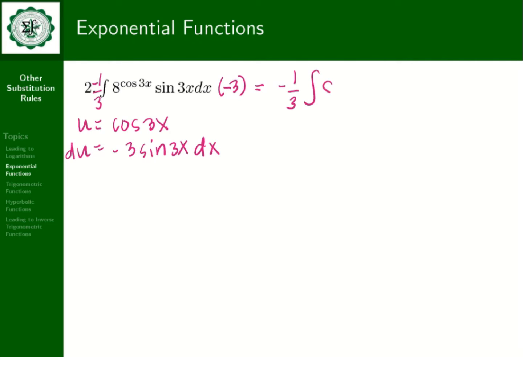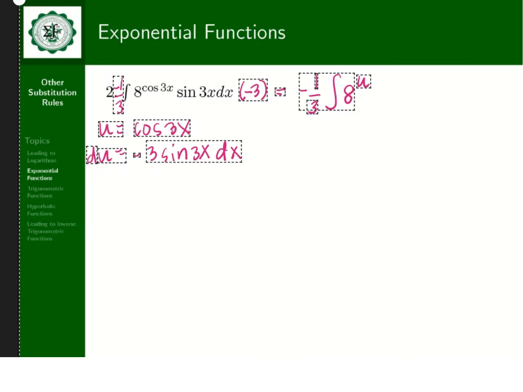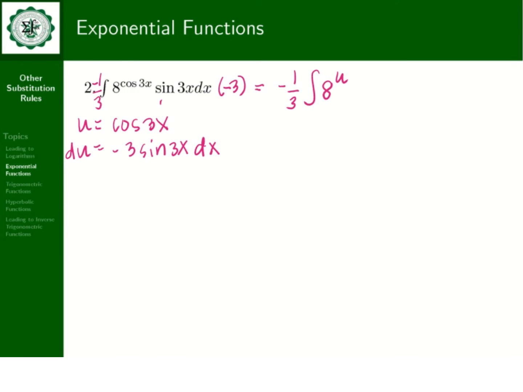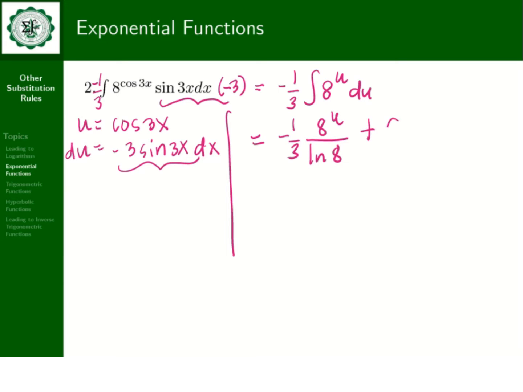So 8 to the exponent cosine 3x will be replaced by u, and then sine 3x dx times negative 3 will be replaced by du. Using the formula, we have negative 1 over 3. The integral of a to the u du is a to the u over ln of 8, and then you have plus c. Now we replace u with cosine of 3x. So we have 8 to the cosine of 3x and then over ln of 8 plus c.